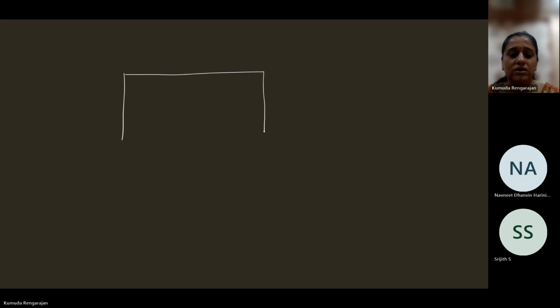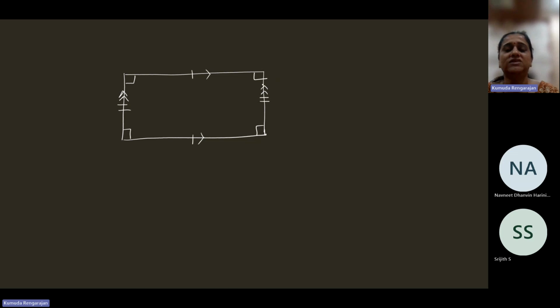Rectangle. This is a familiar figure. In a rectangle, opposite sides are equal and opposite sides are parallel. Opposite angles are equal. In fact, all the angles are equal because each angle is equal to 90 degrees. Diagonals are also equal. They bisect each other, but not at right angles.